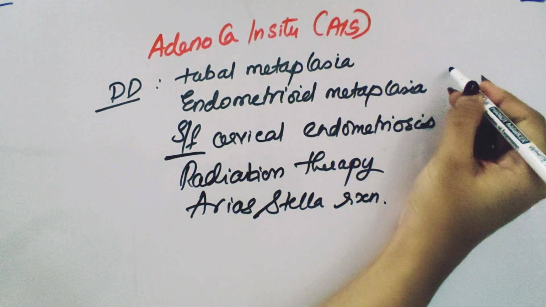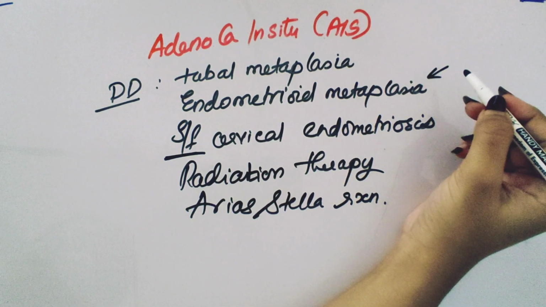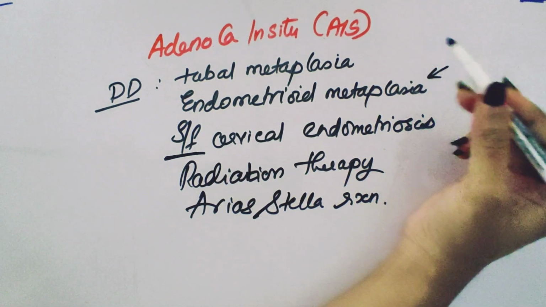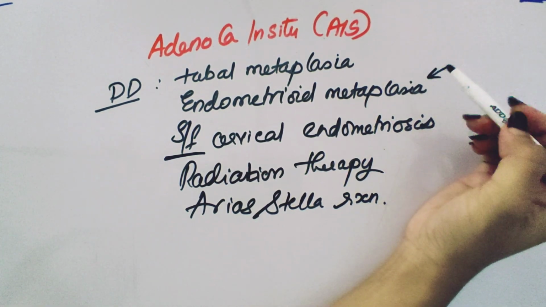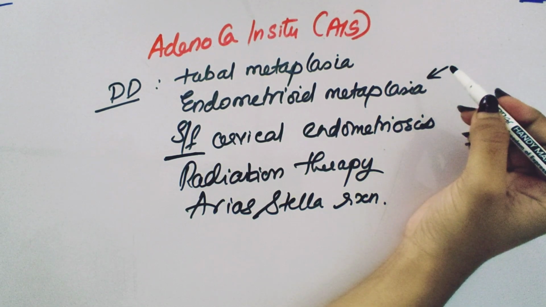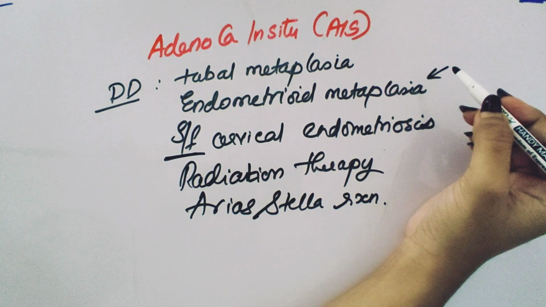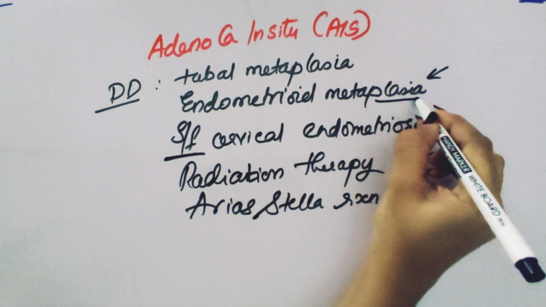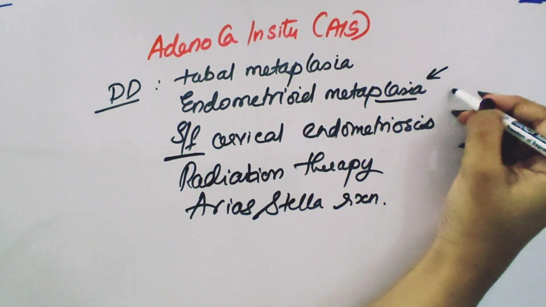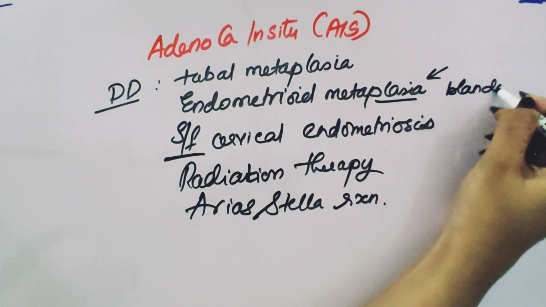And then endometrioid metaplasia. So how do we differentiate endometrioid metaplasia from adenocarcinoma? It is the same as endometrial carcinoma, you have a DD. Endometrioid metaplasia, here it is metaplasia. So you will have bland nuclei, you're not going to have any atypia.